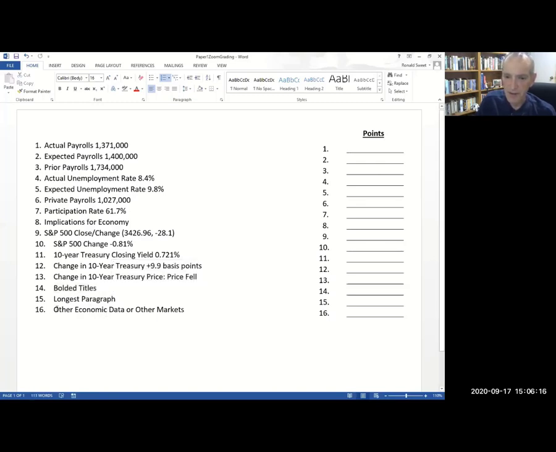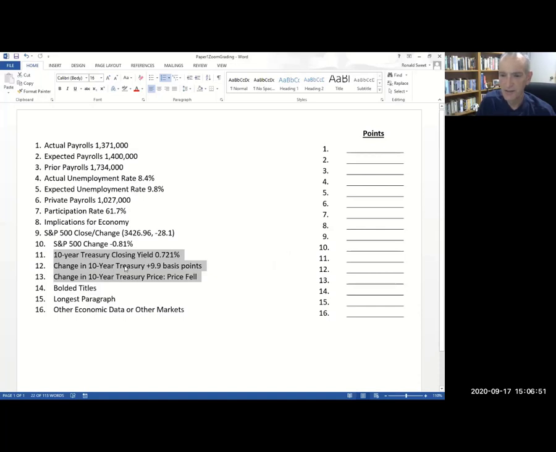And then 10% of the paper is other economic data or other markets. So we'll have to look for that. So those are the 16 things we're going to look for. Not that if you get all those 16 things, you get 100 on the paper, but it certainly keeps you from getting a 30 on the paper or 40 on the paper. I've had students that don't talk about the market at all. I don't really understand that, because I think it's clear in the paper description, but they don't talk about it at all.